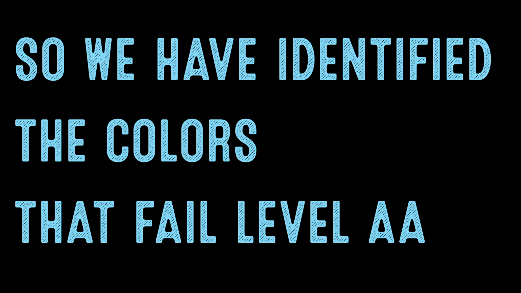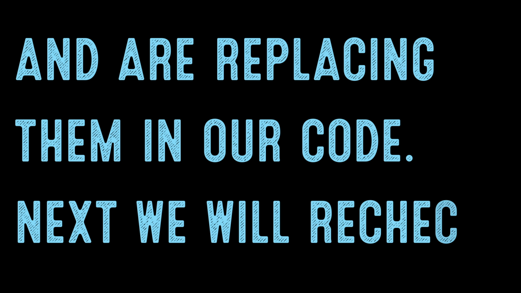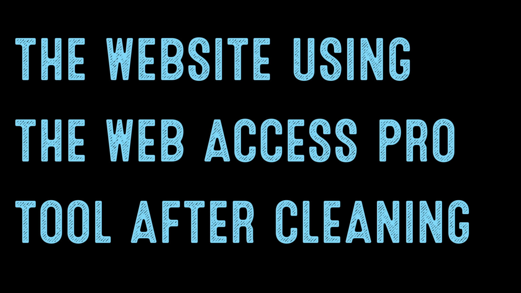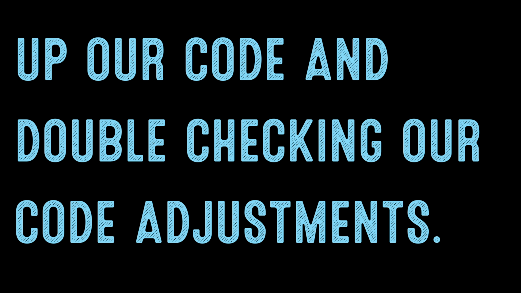So we've identified the colors that fail level AA compliance and are replacing them in our code. Next, we will recheck the website using the WebAccess Pro tool after cleaning up our code and double checking our code adjustments.